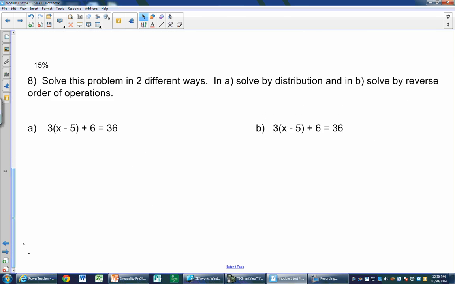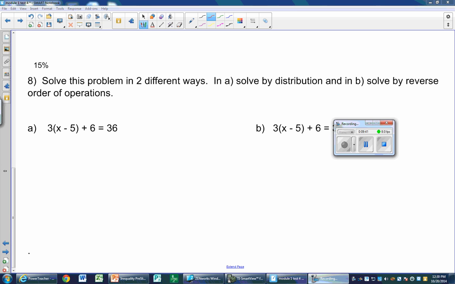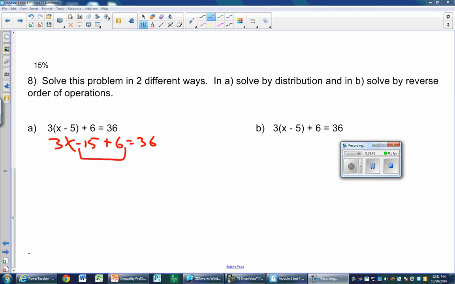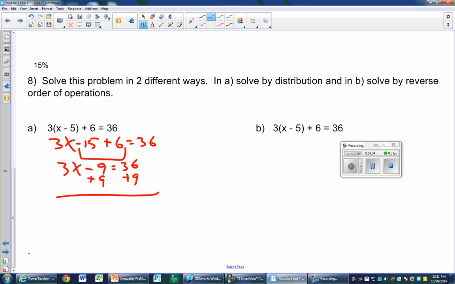Solve this problem in 2 different ways, by distribution and reverse order of operations. So I distributed, and then I have to combine the 15 and the 6. So we get 3x minus 9 equals 36. Adding 9 to both sides because I'm using reverse operations. Well, wait a minute. It said solve by distribution. Well, the first thing they had to do is distribute, and then I use reverse operations from that point. Now, here, I get 3x equals 45. Divide both sides by 3. I get x equals 15.